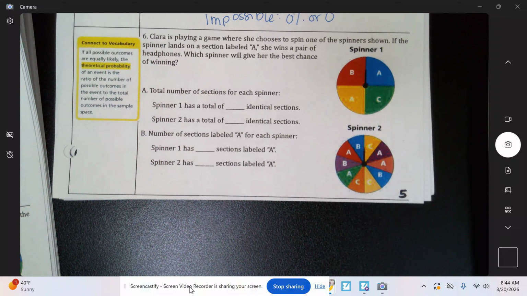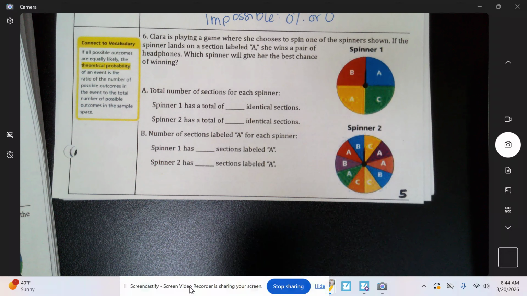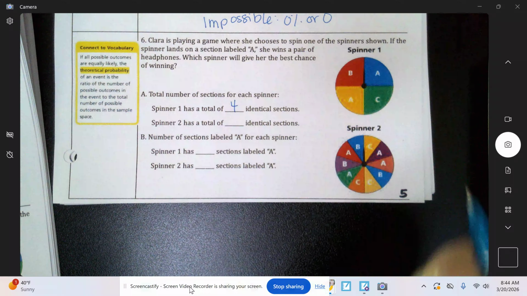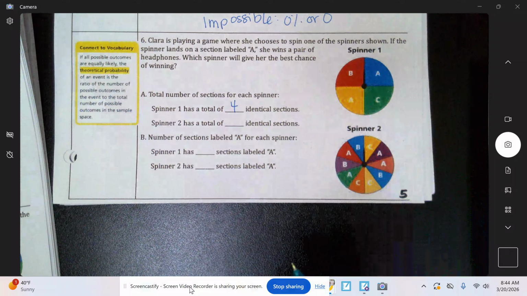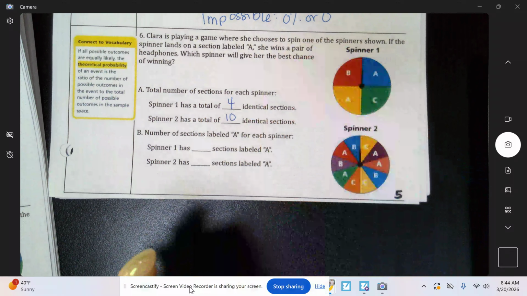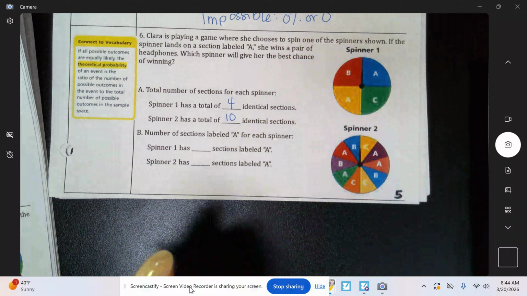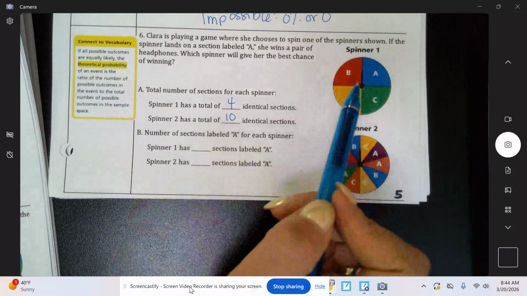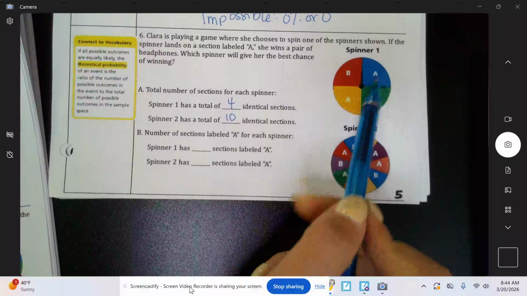Total number of sections of the spinner. Spinner 1 has a total of 4 equal sections, or identical sections. And spinner 2 has a total of 10 identical sections. Alright, how many sections in spinner 1 are for A? For spinner 1 it's 2.